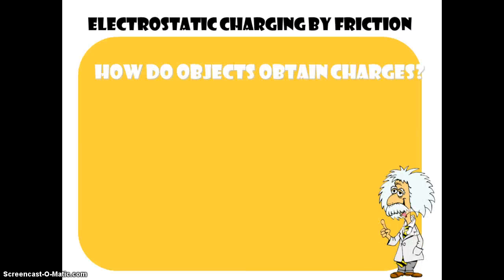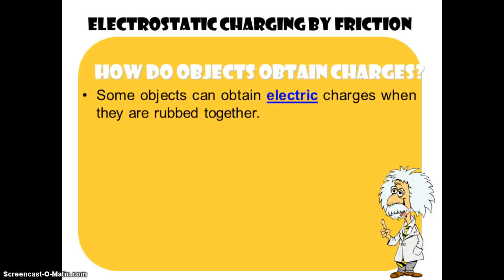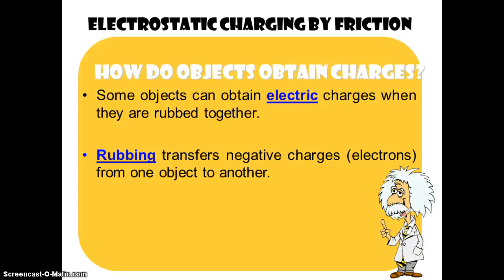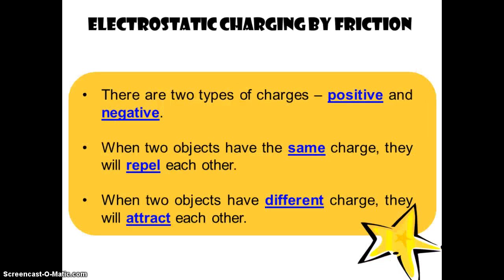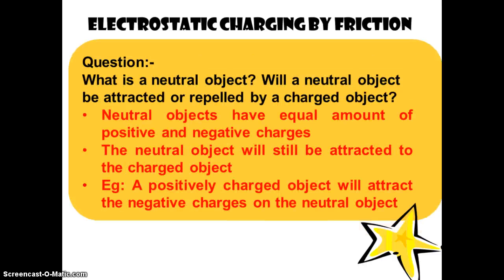So how do we obtain charges? Charges can be obtained through the process of rubbing. When I do rubbing, there is a transfer of negative charges, which are electrons, from one object to another. So there are 2 types of charges, either the positive charge or the negative charge. If I place 2 objects with the same charge together, they will repel, and if they have different charges, they will attract.